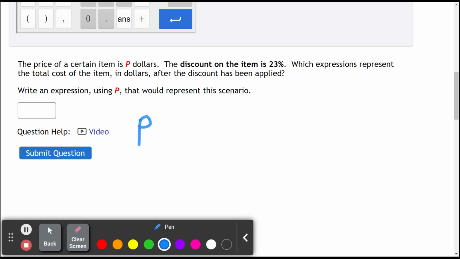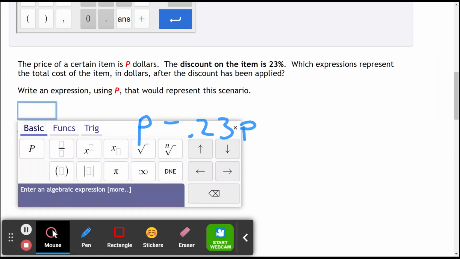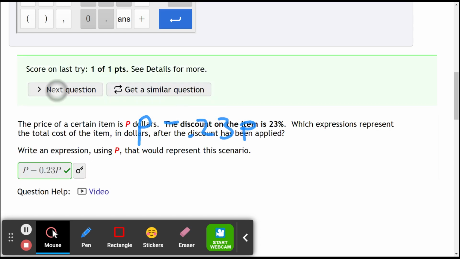So it's P dollars, and there's a discount. So we subtract 23% of P. 23% is 0.23 times P. That gets us that. Which expression is the total cost? Well, write an expression. Okay, so I'll just do that. So it'd be P minus 0.23P. There we go.